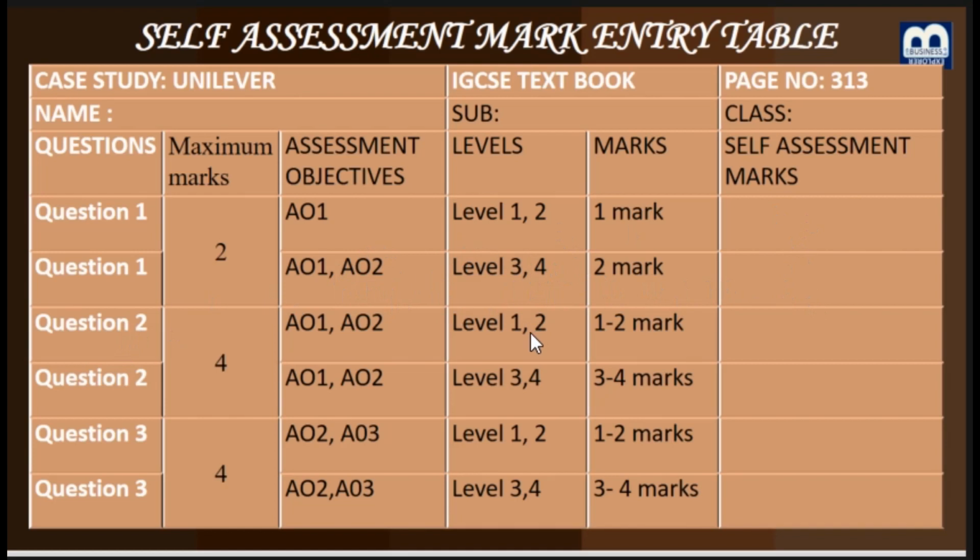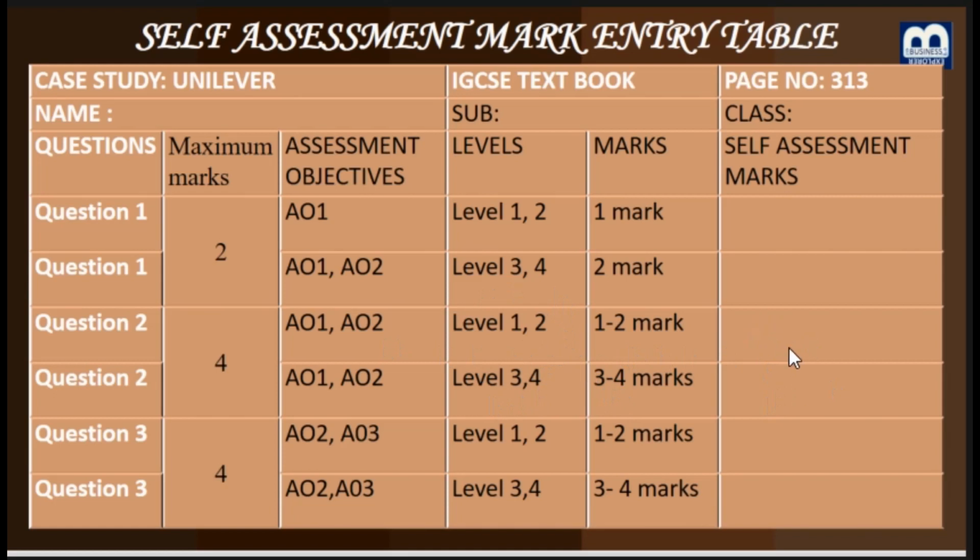If you are only able to satisfy your answer with AO1 and AO2, you will be only getting 1 to 2 marks depending on the level which you have satisfied, that is level 1 and 2. If you want to get more marks, that is 3 and 4, you will have to satisfy level 3 and 4 mentioned in the rubric. So then you will get 3 marks or 4 marks. Then you will be assessing and writing your marks here.